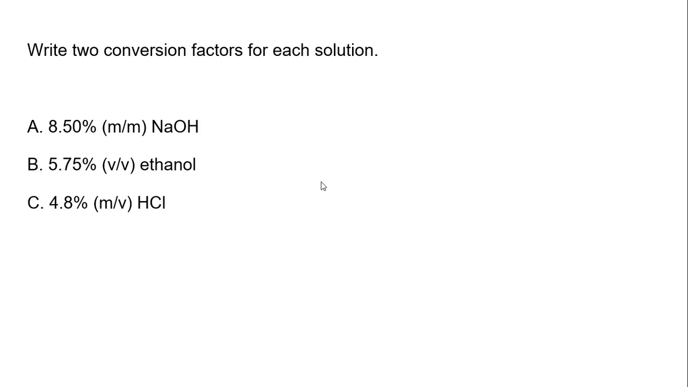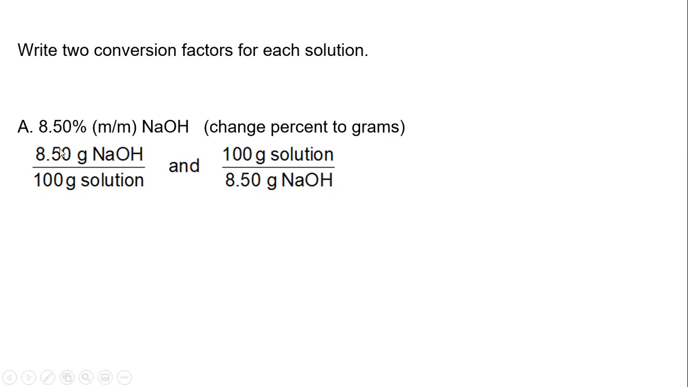So if you're only given a percent, you need to get it out of percent into something else that you can use. So for the first one, 8.50% can be pulled out where 8.50 grams of sodium hydroxide over 100 grams of solution and vice versa. This gets confusing for people, but this is how we set it up for percent. It's always 100 grams of solution over whatever the solute is. And that's what this is, solute over solution. 8.5, change it to grams.